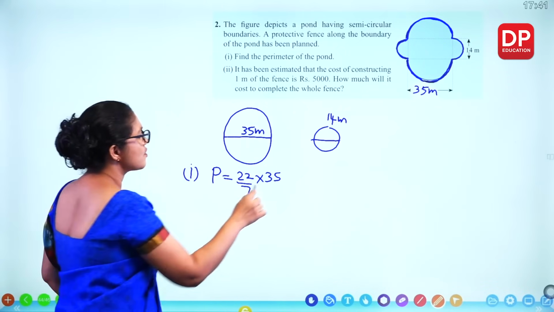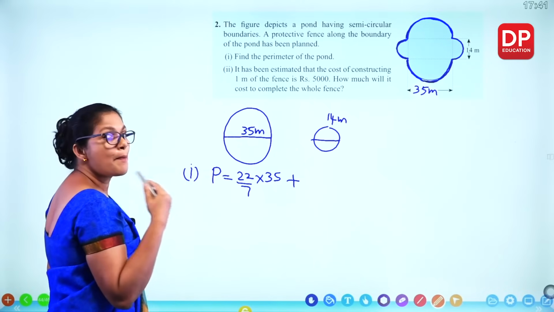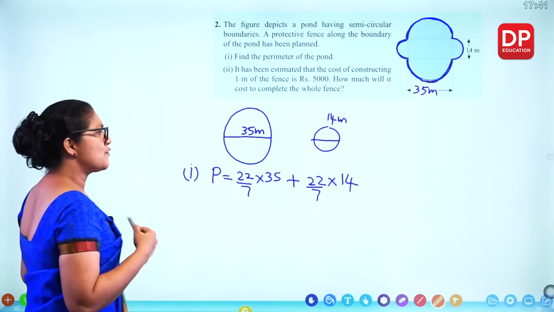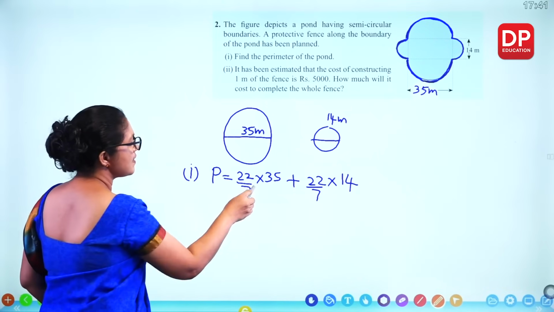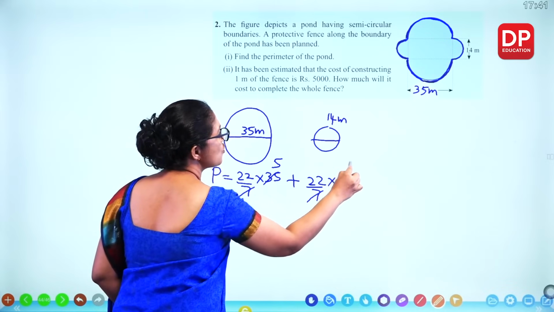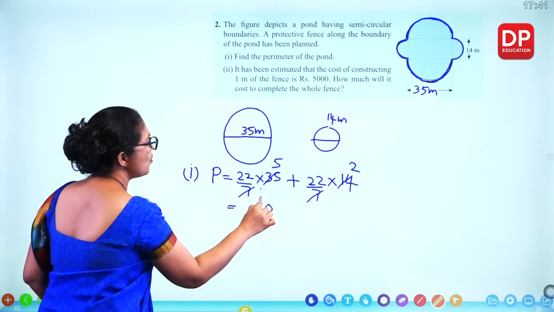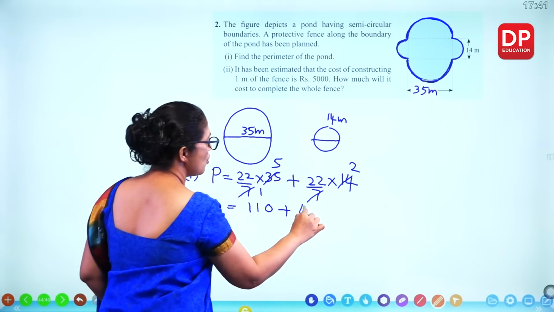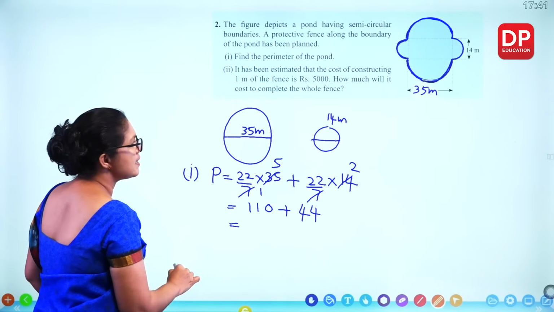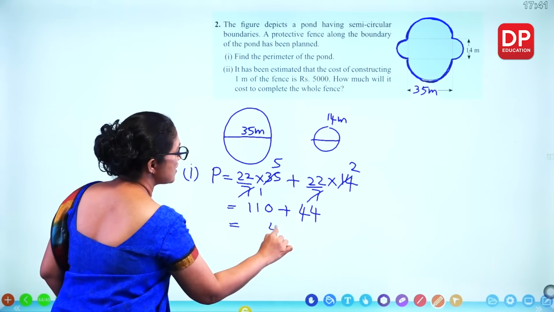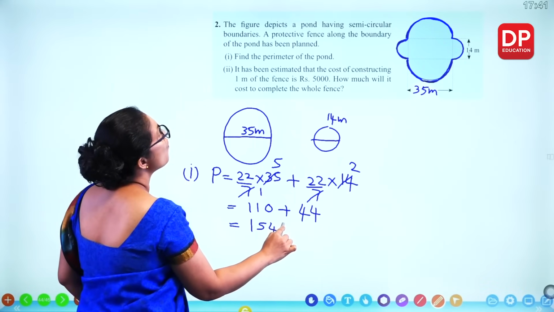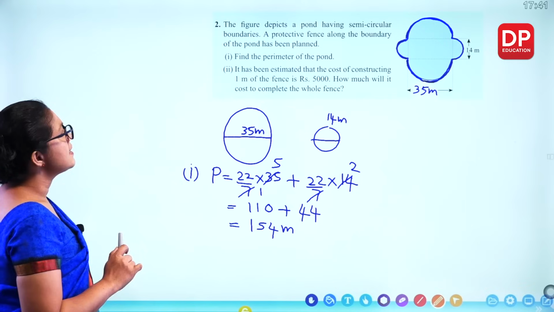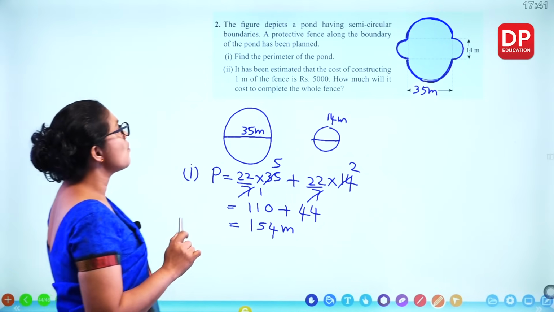What about the circumference of the other one? Again pi d. So pi is 22/7, d is 14. So here simplify, 7 times 5, 7 times 2. 5 times 22 you get 110. So what is 22 times 2? You get 44. So what's the perimeter of the pond? You get 154 meters.